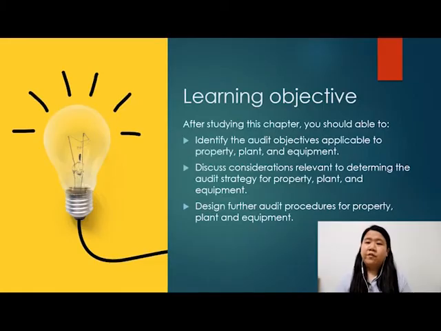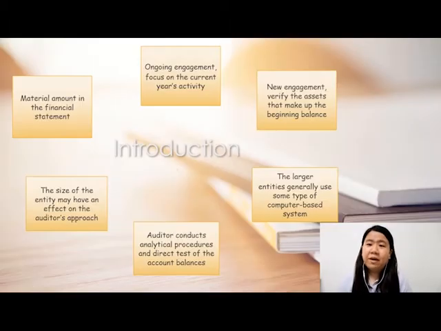The learning objectives for chapter 6 are: we should be able to identify the audit objectives applicable to property, plant, and equipment. Second, discuss the considerations relevant to determining the audit strategy for property, plant, and equipment. Lastly, decide on further audit procedures for property, plant, and equipment. So now I will present the introduction related to chapter 6.